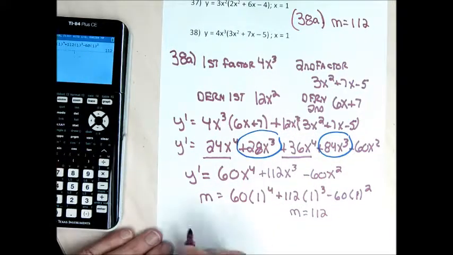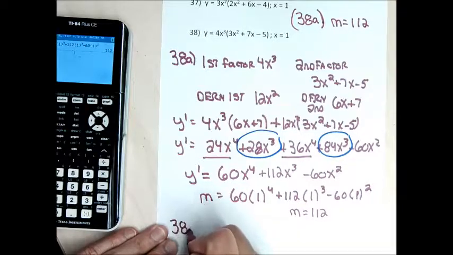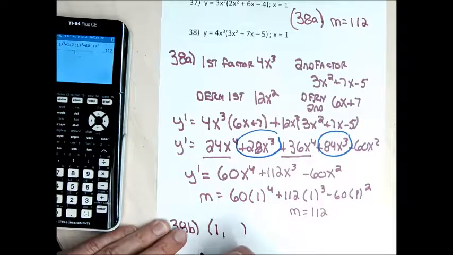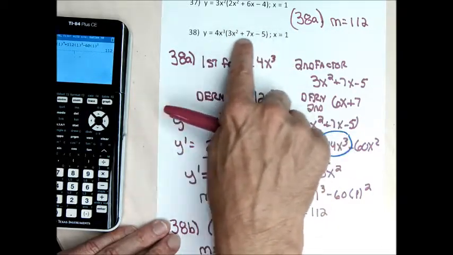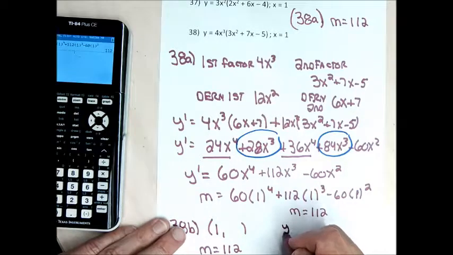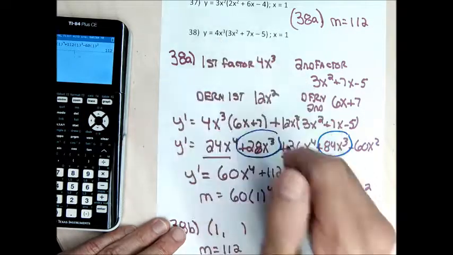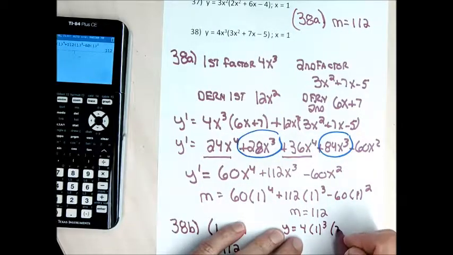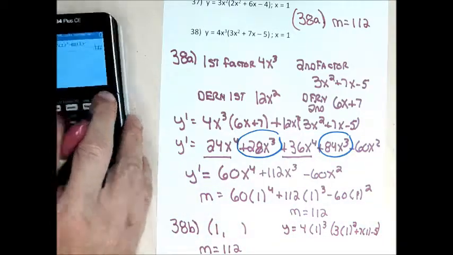For part B, I need to find the y-coordinate of a point, because in order to do the equation for a line, I need a point and I need a slope. The slope I just figured out, the x-coordinate of the point is given, and the y-coordinate of the point I get by plugging 1 in for all the x's. So the y-coordinate of my point for 38b, I'm going to take the original function and change each of the x's to 1. And whatever that simplifies to be is going to be the y-coordinate of my point.